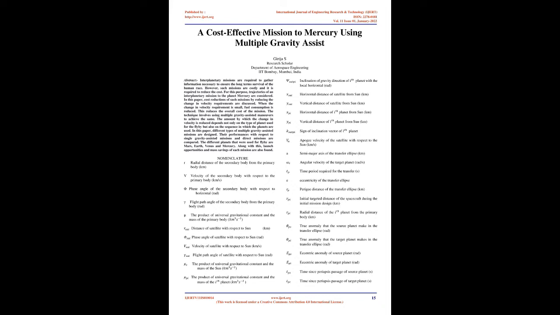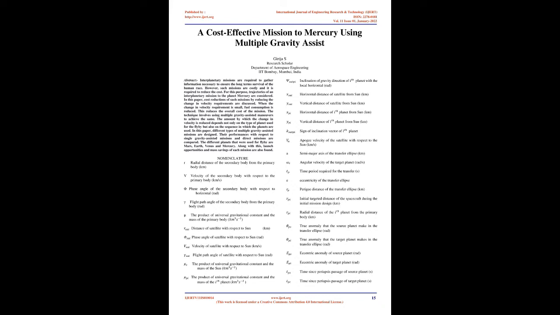r_s: distance of satellite with respect to Sun, km. φ_s: phase angle of satellite with respect to Sun, rad. V_s: velocity of satellite with respect to Sun, km/s. γ_s: flight path angle of satellite with respect to Sun, rad. μ_s: the product of the universal gravitational constant and the mass of the Sun, km³/s². μ_H: the product of the universal gravitational constant and the mass of the H planet, km³/s².